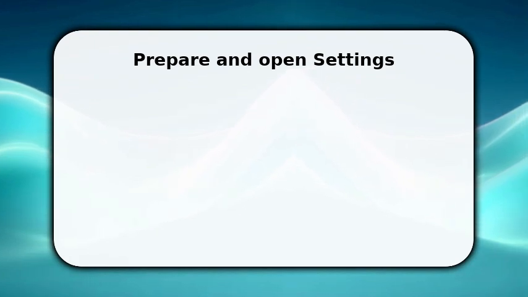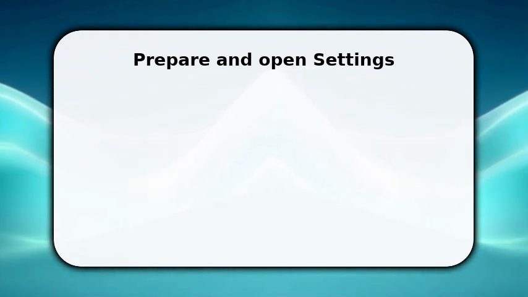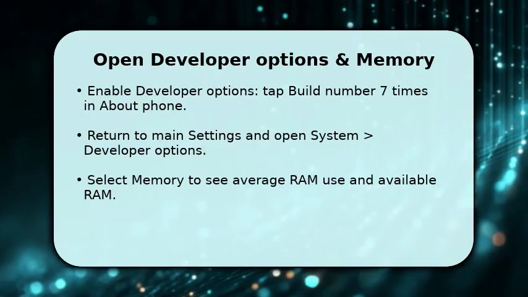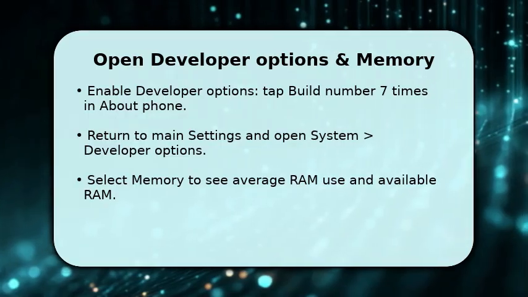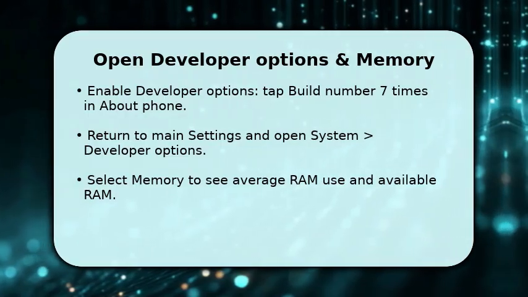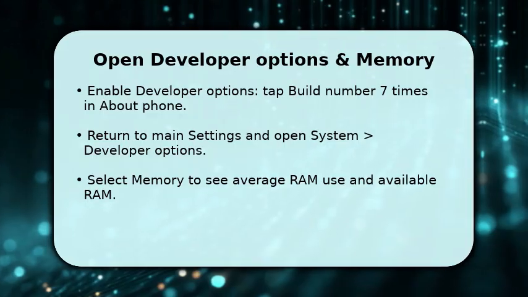Now you enable developer options by tapping build number 7 times in About Phone. You'll see a brief confirmation when done. Once that's active, go back to Settings, open System, then Developer Options to reveal deeper device metrics.